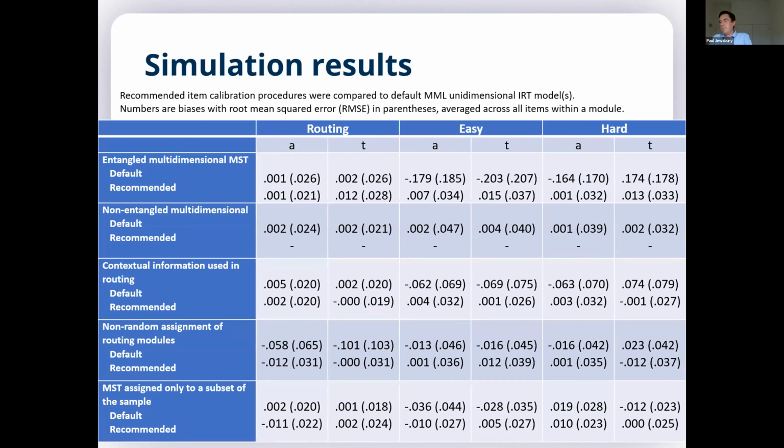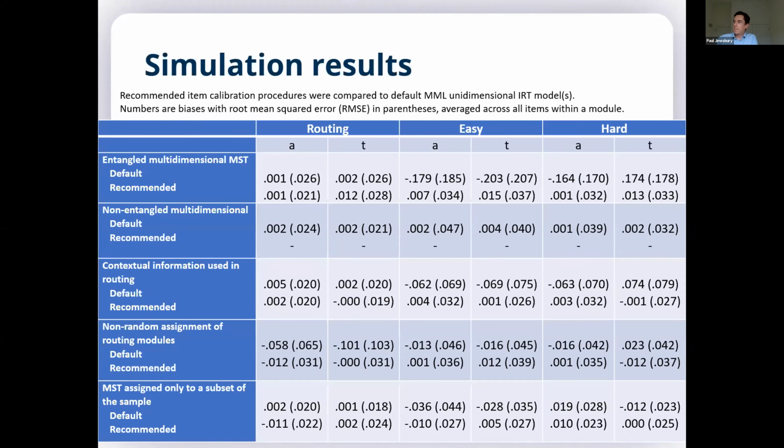So as I mentioned, we simulated for each of these designs and then used the default procedure as well as a recommended procedure, the numbers of biases. The numbers in parentheses are root mean squared error. And because the biases are typically the same for all items within a module, I've just averaged across all of the items within each of the modules.